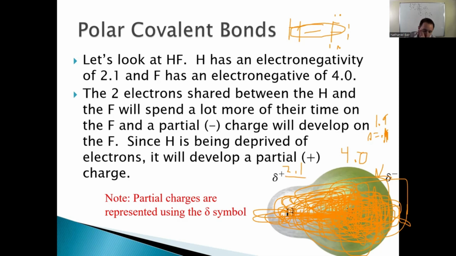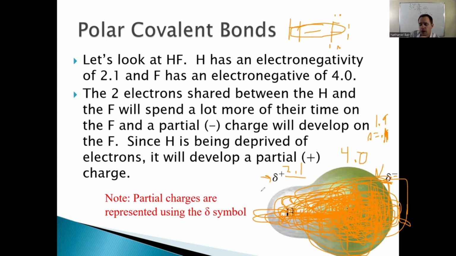What's that going to do? That's going to cause partial charges to build up. Think about it. If negative particles are hanging out on you more than they're supposed to be, then you are going to start to develop a partial charge. And we use a Greek letter delta and write a minus to represent that. That Greek letter means partial. We'll write that on the board in a minute.